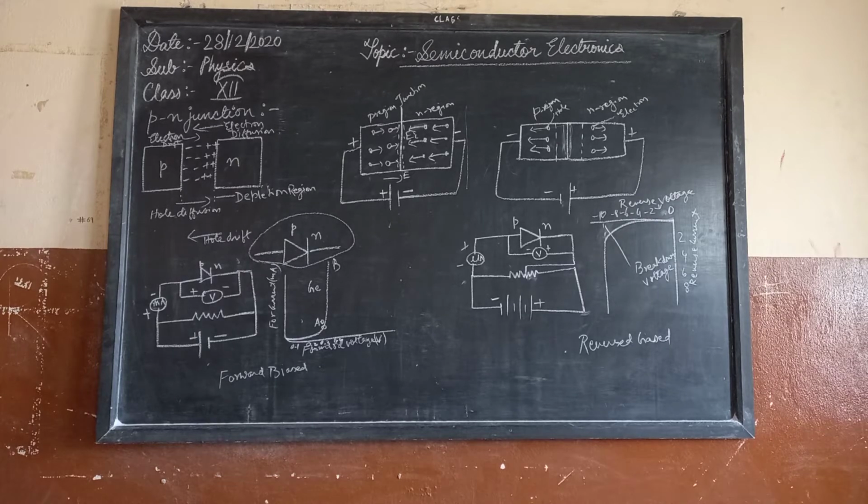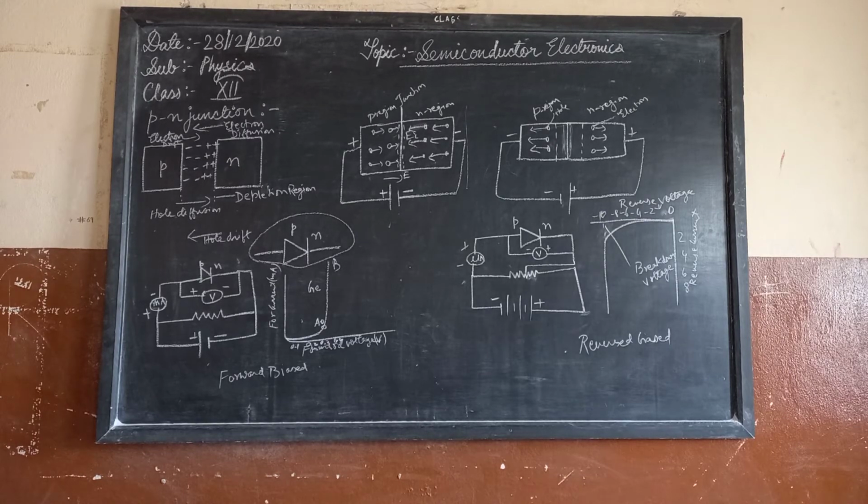This region on either side of the junction, which becomes free from mobile charge carriers, is called the depletion region or the depletion layer. The width of the depletion region is of the order of 10 to the power minus 6 m. The potential difference developed across the depletion region is called the potential barrier. It depends on the dopant concentration in the semiconductor and the temperature of the junction.